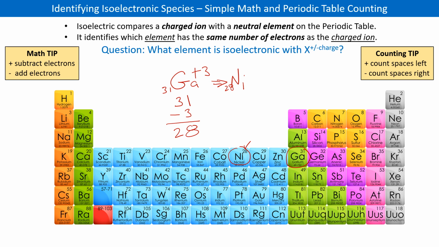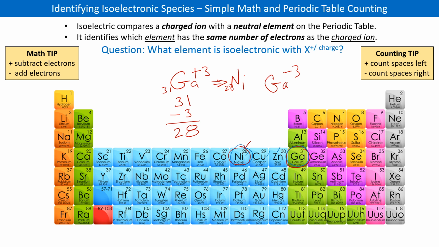So gallium, which is 31, is isoelectronic with nickel, which is atomic number 28. If I want to do this by the counting method, then I would find gallium. Since it's plus 3, the counting method says count left. So I count 1, 2, 3, and I get my answer. Okay. Now, what if it was gallium with a minus 3 then? Let's just do this on the same sheet here. So we have gallium with a minus 3.